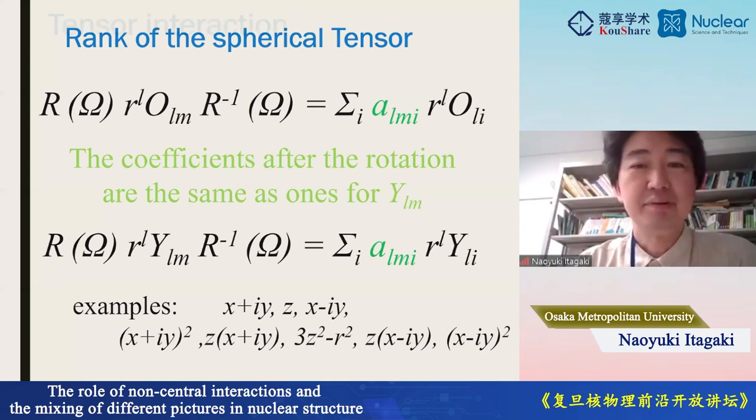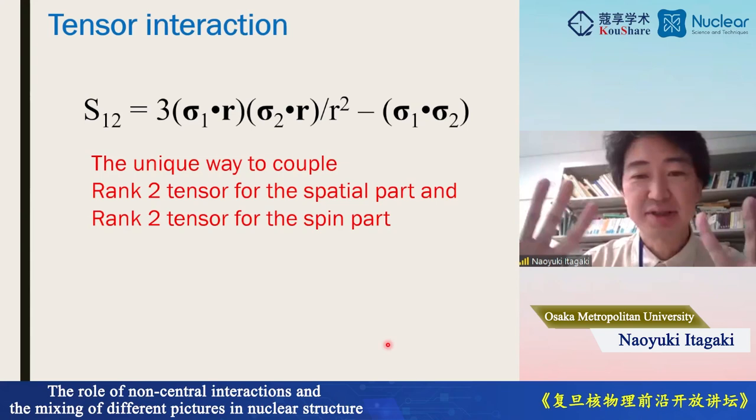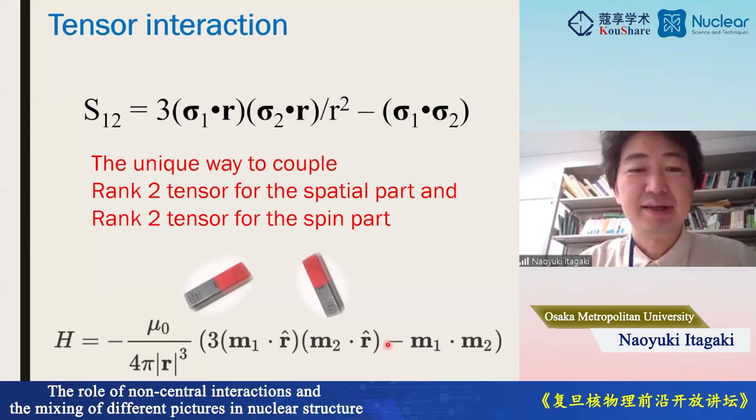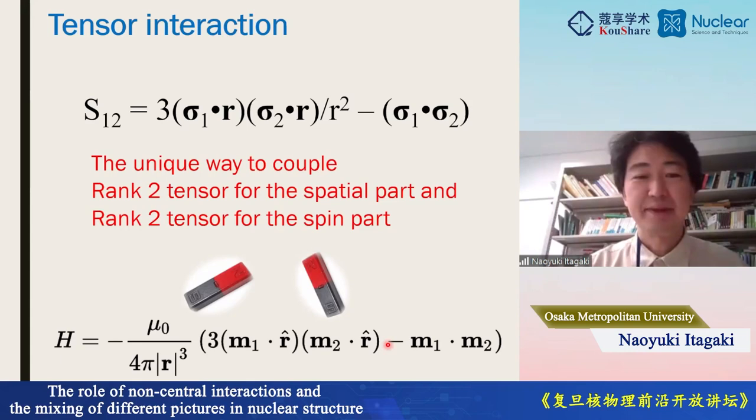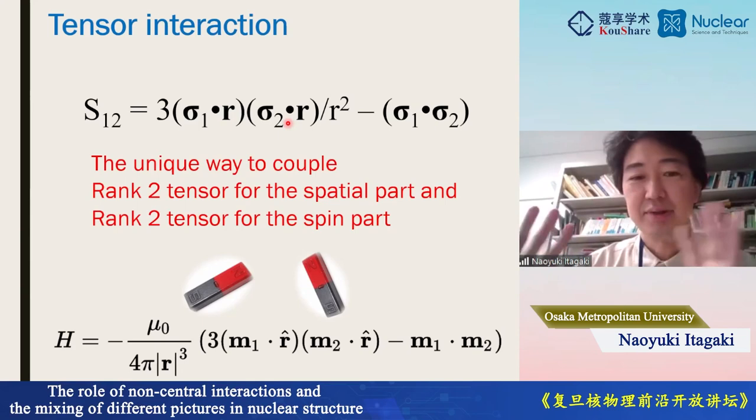And this is actually the unique way, the only way, to couple a rank-two tensor for the spatial part and a rank-two spin part to a total scalar. This is the only way. So that's why it appears in different places, different fields of physics. Maybe you learned that if you have two magnets, dipoles, then the dipole-dipole interaction has this kind of form. It's completely the same as the tensor interaction we are talking about, because this is the only way to couple a rank-two tensor and a rank-two tensor to a rank-zero scalar.